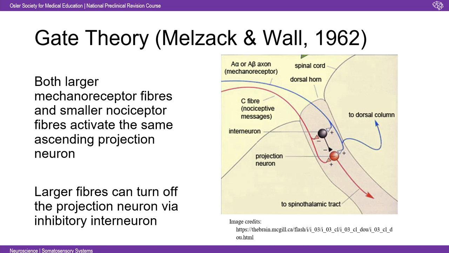Really importantly, the larger fiber, the mechanoreceptor, can act to activate this inhibitory interneuron, essentially turning off any signal from the nociceptive fiber to the projection neuron. And so these sort of dorsal column neurons can essentially modulate your experience of pain. And so this is at least some of the neuroanatomical basis for why rubbing it better can really work. So larger mechanoreceptor fibers can effectively turn off the signal from some smaller nociceptor fibers.